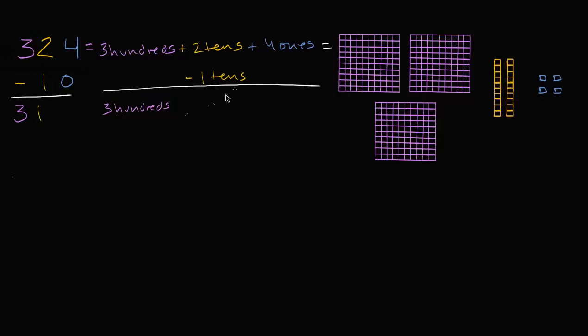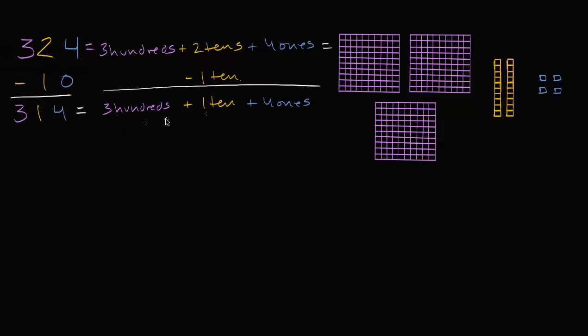1 ten. I had 2 tens. Now I take away 1 ten. I should just call that a 10 instead of a tens. I take away 1 ten, and now I'm going to have plus 1 ten. If I had 2, I take away 1, I'm going to have 1. And I had 4 ones, and I'm not taking any ones away, so I still have 4. 4 ones minus 0 ones, 4 ones. So I'm left with 314.